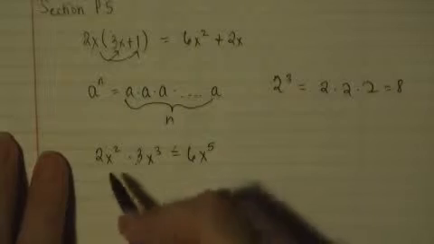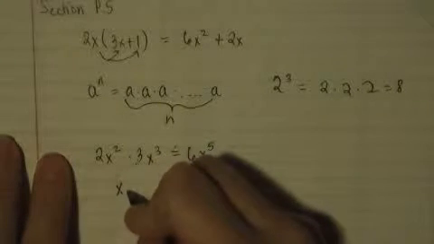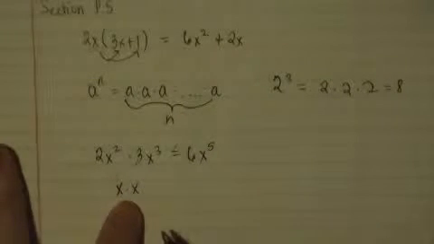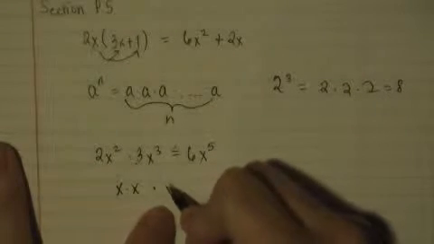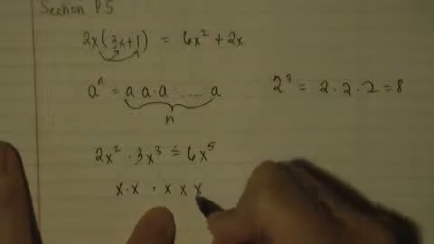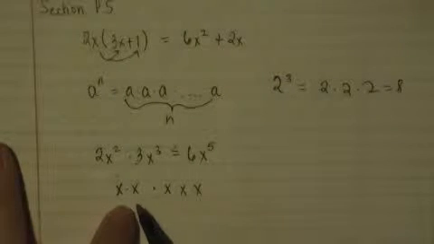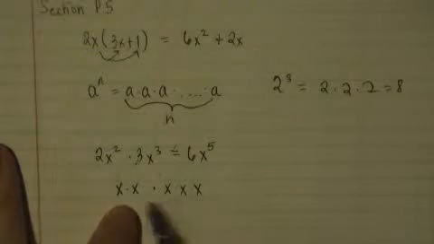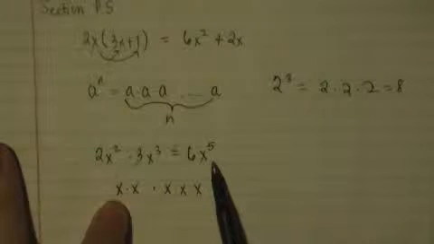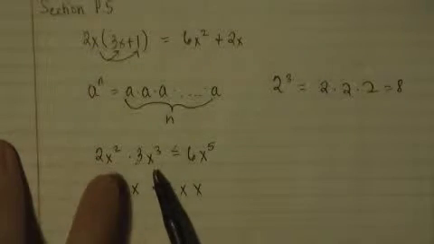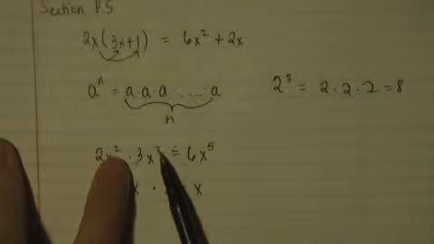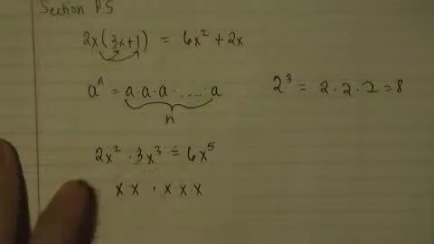And let's talk about why that is. If you have x squared, that means x times x. If you have times x cubed, well, x cubed is x times x times x. And so you have x times x times x times x times x. And so altogether you have 5 x's. That's why it became an x to the 5th. So when you're multiplying variables, you add the exponents of the variable.